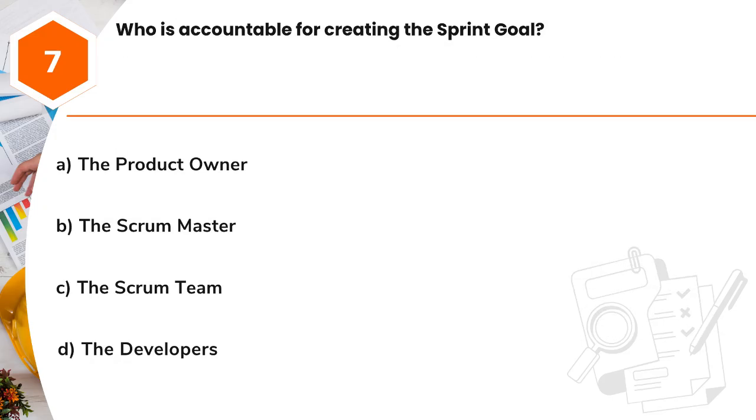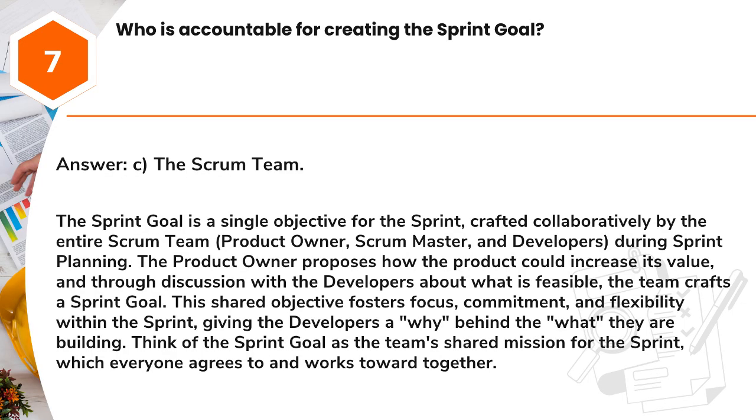Question 7. Who is accountable for creating the sprint goal? A. The product owner. B. The Scrum Master. C. The Scrum team. D. The developers. Answer: C. The Scrum team.